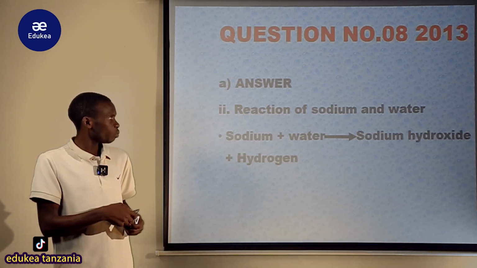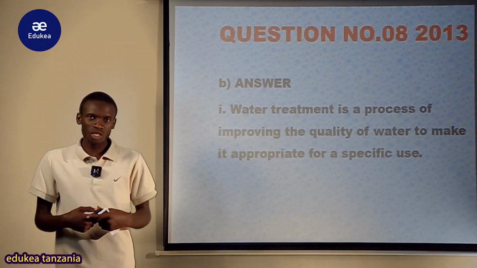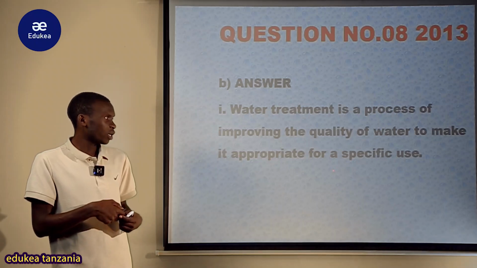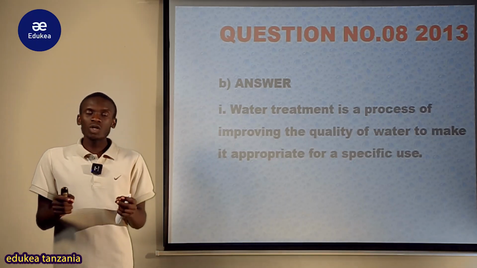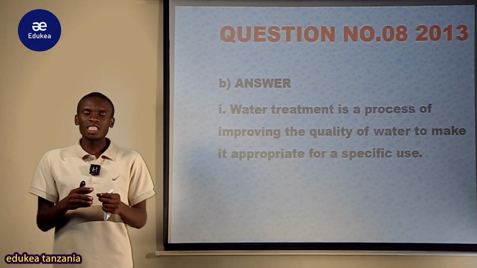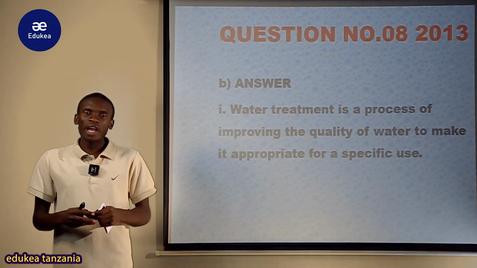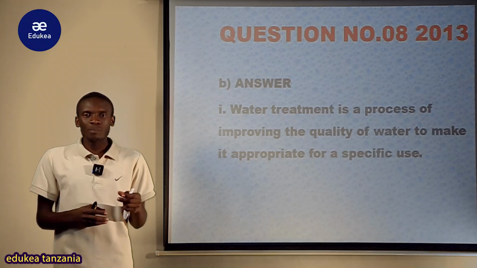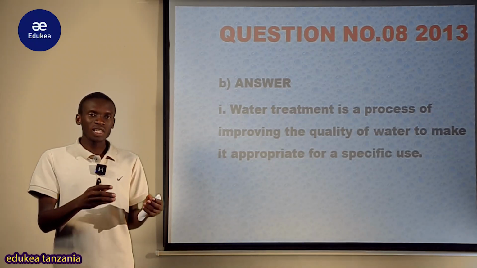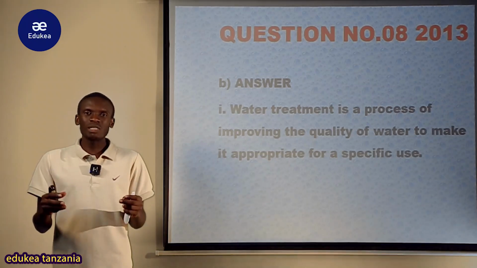After then, go to part 2 of the question, which is required to define what is water treatment. We say water treatment is the process of improving the quality of water to make it appropriate for specific use. So water treatment is the process of making water suitable for a specific process. Example, in the laboratory, we mostly use pure water. So when we are converting impure water into pure water, that is water treatment.